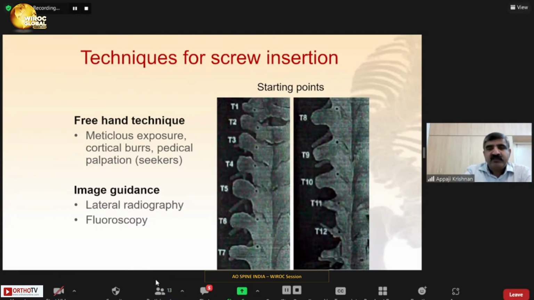These are the important entry points as we have marked in this picture. From T1 to T7, and then the point moves slightly inferior and slightly medial from T8 to T12. The point is at the upper end of the transverse process, where the transverse process meets the lamina from T1 to T7, where the superior facet, transverse process and the lamina meet. From T8 to T12, it's slightly inferior to that point and medially placed.